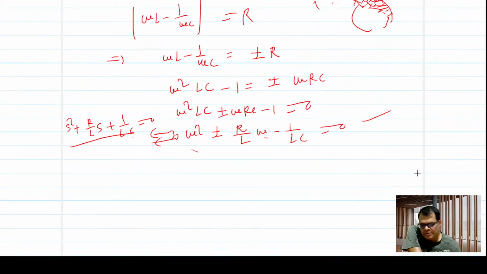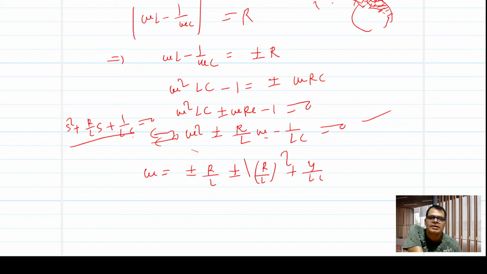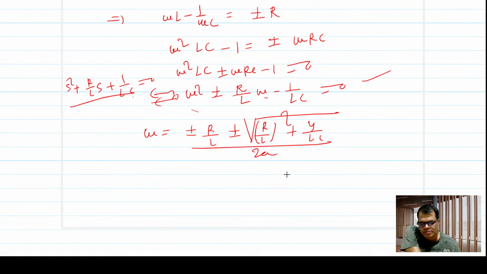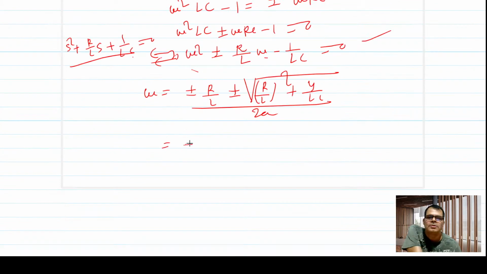So now omega equal to minus R upon L, plus minus root over B square, R by L square plus 4LC, upon 2A. Yes or no? Tell me. So plus minus R upon 2A. 2A means A is 1, 2 into 1, so 2L, then plus minus R upon 2L square plus 1 upon LC root over.